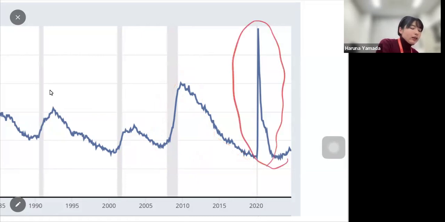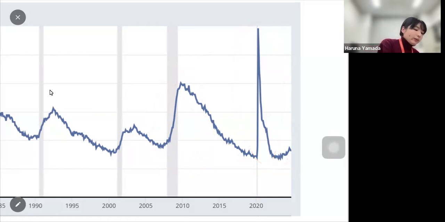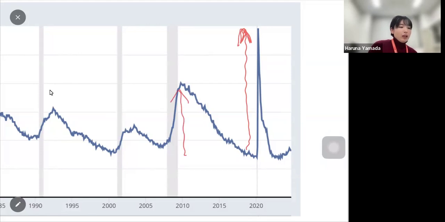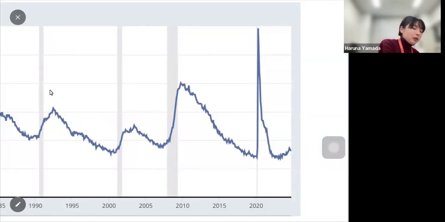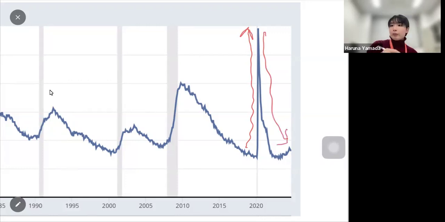And this is the COVID-19 crisis. You can see that the unemployment rate increased a lot compared to the global financial crisis. But under the COVID-19 crisis, the unemployment rate soon went back to the original level. During COVID-19, unemployment rocketed up, but soon went back to the initial or normal level.